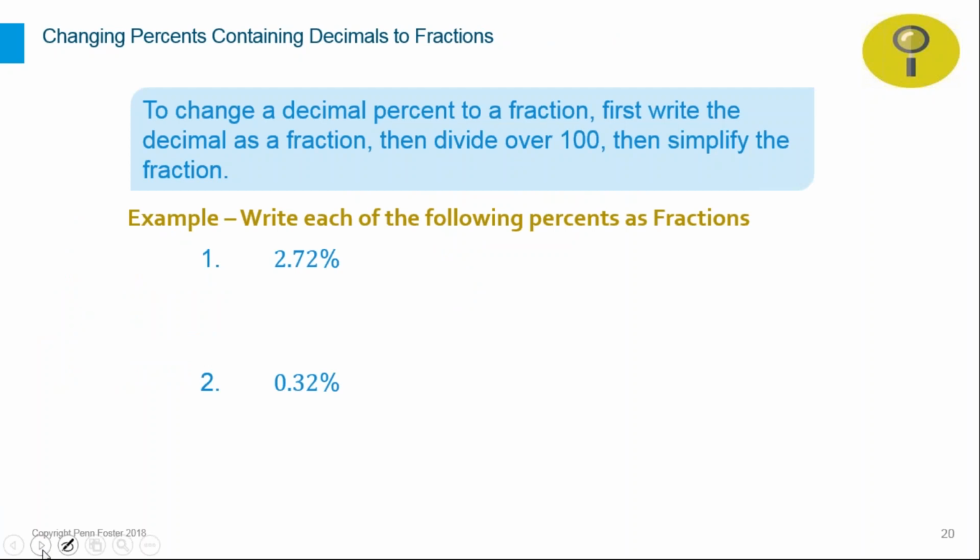Okay, now write each of the following percents as fractions. Now, we have a decimal percent. We want to change it to the fraction form. What should we do? Okay, main theme is divide over 100 because we want to get rid of the percent sign. So this is what we're going to do. Before we do that, though, we want to change the decimal form here to a fraction form. This is how we're going to do it.